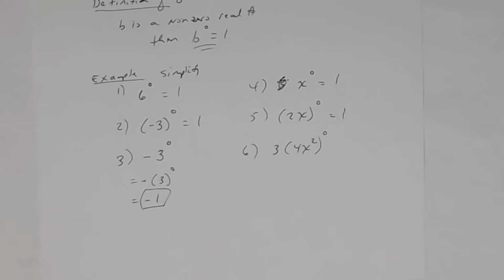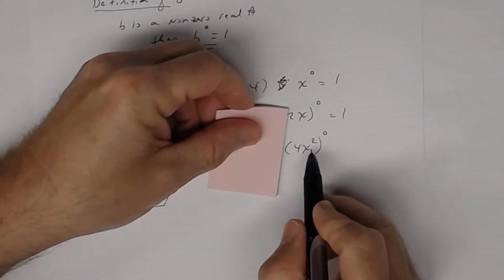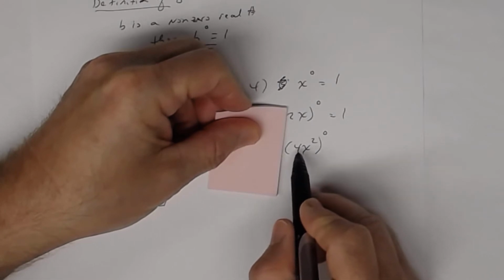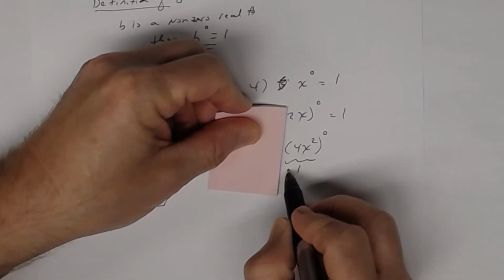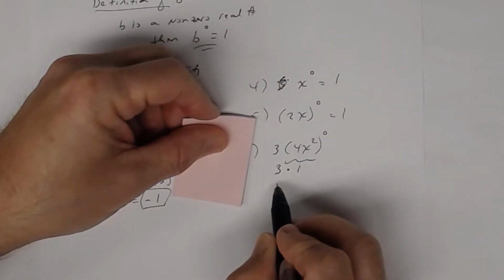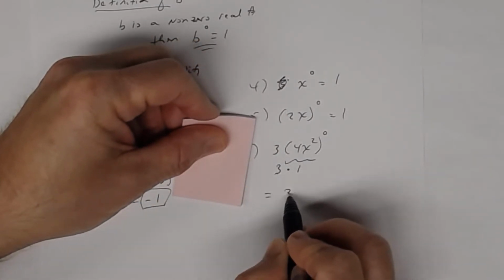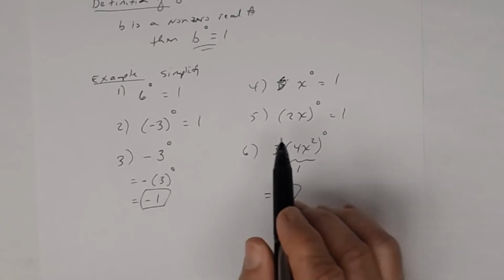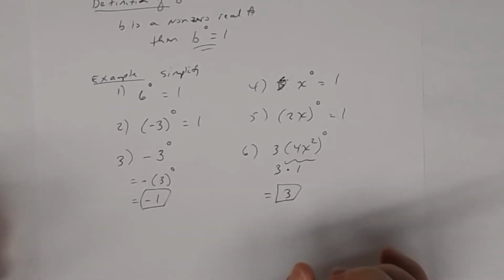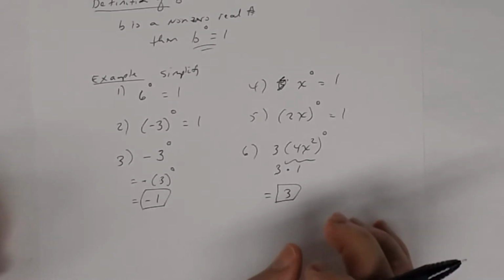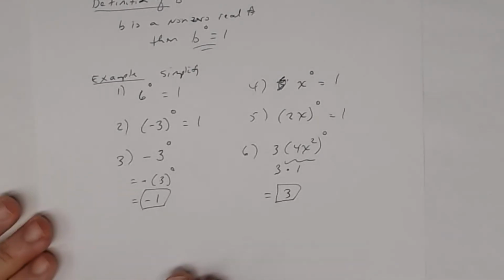Don't make it difficult. Be careful. Don't automatically say that's 1, because remember, what is being raised to 0 power? Only what's inside that parentheses, right? So 4x squared to the 0 power, that's 1, but that's being multiplied by 3. So 3 times 1 is 3. So be careful. Analyze what you're looking at first before jumping to any conclusions.